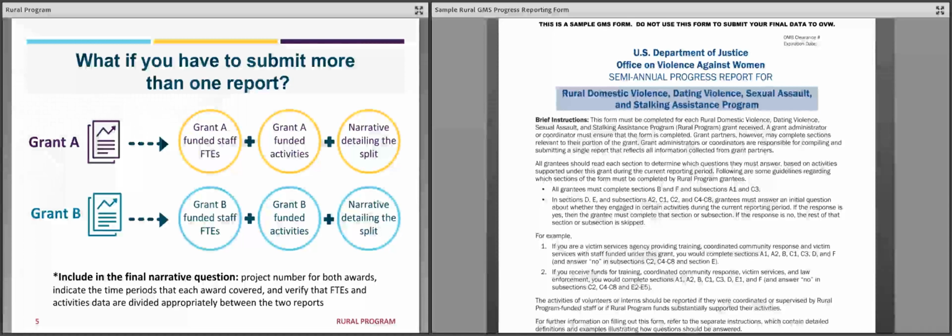For instance, if a full-time staff person was paid by Grant A for 3 months and paid by Grant B for the other 3 months of the reporting period, their time should be split between the two reports, not reported as full-time on both. Once you have determined how you will divide your data between the two reports, OVW and us here at VAWA MEI ask that grantees use the final narrative question to list the project numbers for both awards, indicate the time periods that each cover, and verify that FTEs are prorated and that victim services numbers are divided between the two reports.